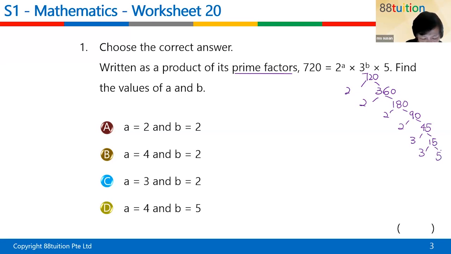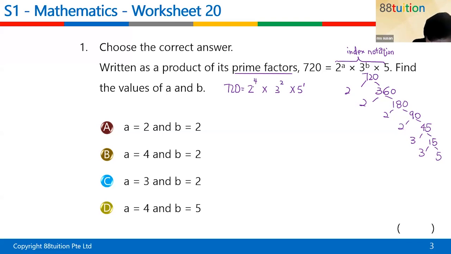Okay, so in index notation, all right, let me repeat, index notation. That means they have a power. Okay, and then after that, find the values of a. So in fact, if I were to do this, 720 is equal to 2 times 3 times 5. But for 2, I have to count: 2 to the power of 4, 3 to the power of 2, and 5 to the power of 1.